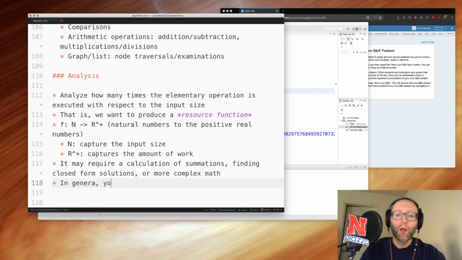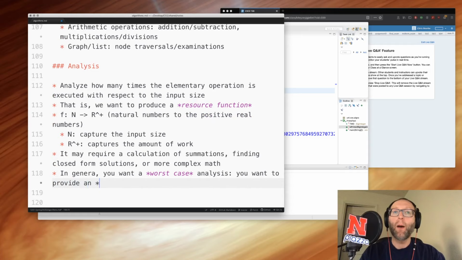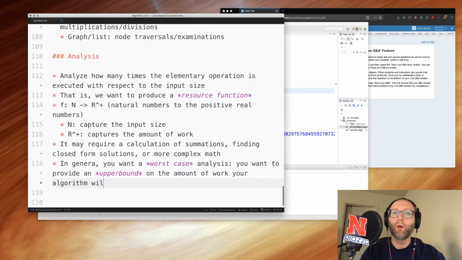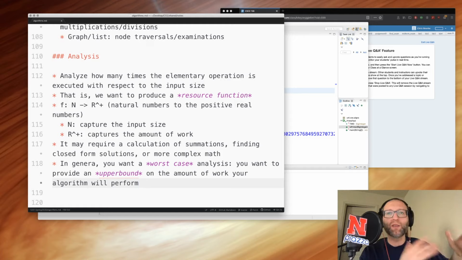In general, you want a worst case analysis, right? And you want to provide an upper bound on the amount of work your algorithm will perform. And we're going to look at several examples here where you could get lucky. For example, with linear search, you could get lucky and find it at the very first spot that you looked. In which case, you can ignore everything else and stop. And the best case analysis would be one comparison. That's not really a realistic portrayal of how your algorithm runs.